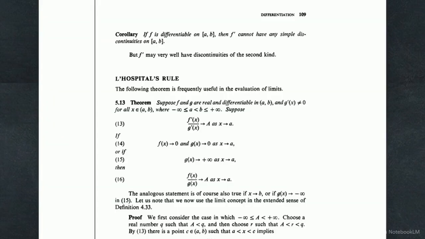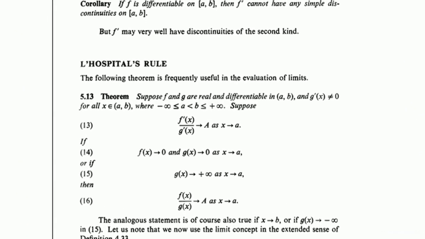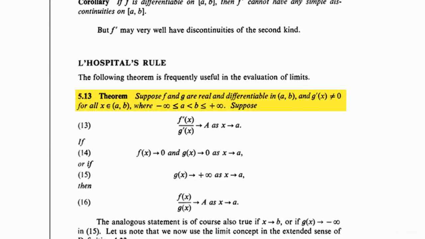Walter Rudin's Principles of Mathematical Analysis structures the formal proof of this rule in Theorem 5.13. The text establishes strict constraints before any algebra begins. Both functions must be strictly real-valued and differentiable over the interval approaching the limit. Additionally, the derivative of the denominator cannot equal 0 anywhere in that same interval. This prevents a secondary division by 0 error during the calculation.